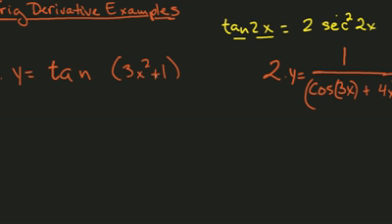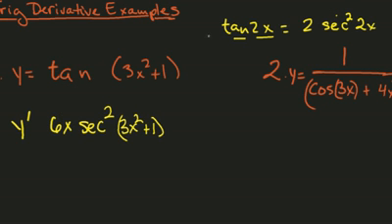So on this one, we've got pretty much the same scenario, except we have to derive this first. So derivative of that is 6x, and then derivative of 1 is 0, times the derivative of tangent, which is secant squared of the argument with no change. And that's that first derivative. Okay? This is the function on this one. This is the first derivative.